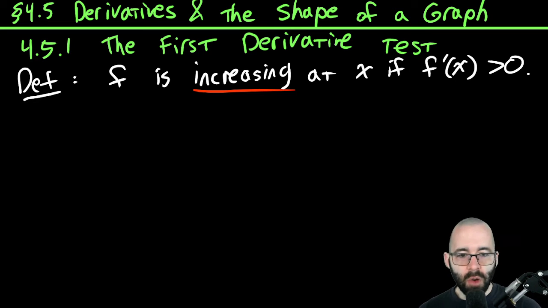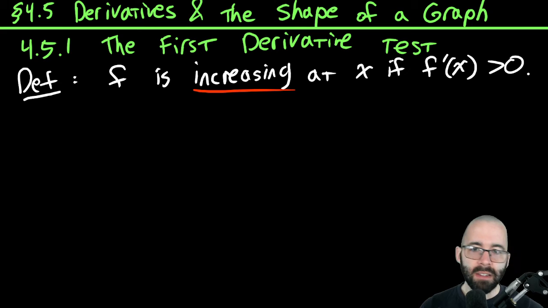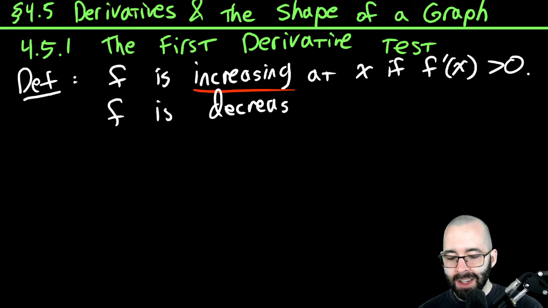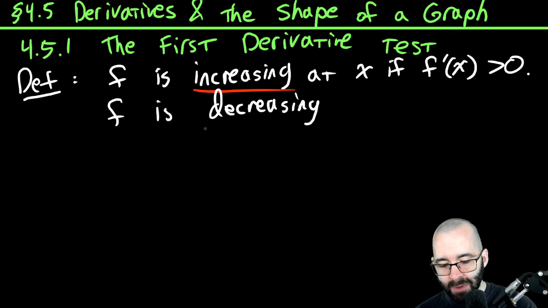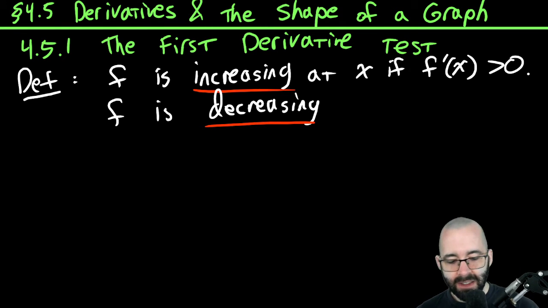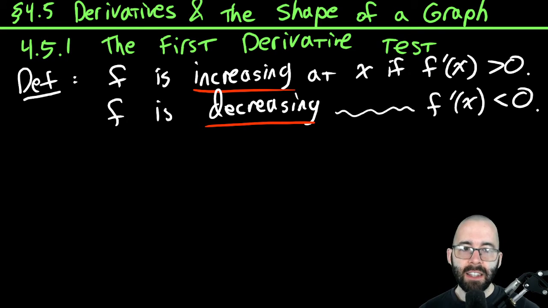So derivative is the slope. Derivative is the rate of change. So if it has a positive slope, that means it's going up. Okay, positive slope means going up, means increasing. All of these are always from left to right. Okay, and similarly, f is decreasing. I bet you know where this is going, even if you have never seen this before. Well, if it's increasing for a positive derivative, well, it's decreasing if the derivative is negative. Exactly.